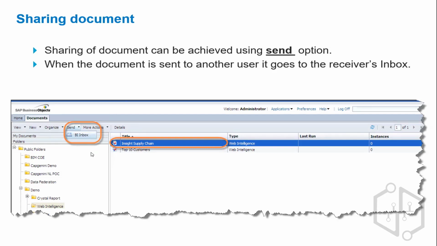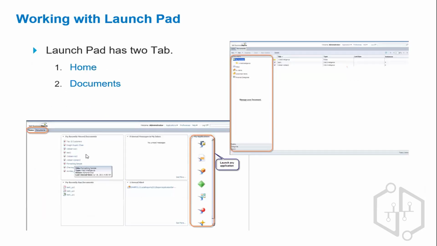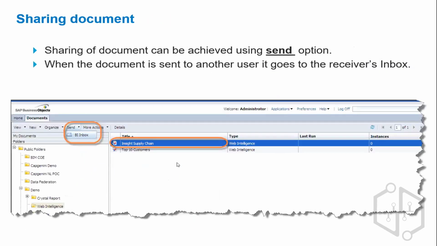But the receiver should also have access to this launchpad. Then only will he be able to access the reports in the BI inbox. If you see here, there is a pane like 0-100 messages in my inbox. If a colleague sends a document by that option, we can see it here. Like on our phone, if we don't read them, they will appear. So here also, if we don't see the report in the inbox, it will appear here. That is the BI inbox option.